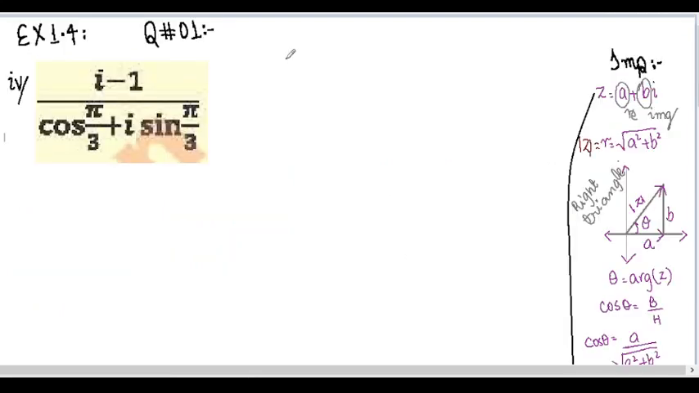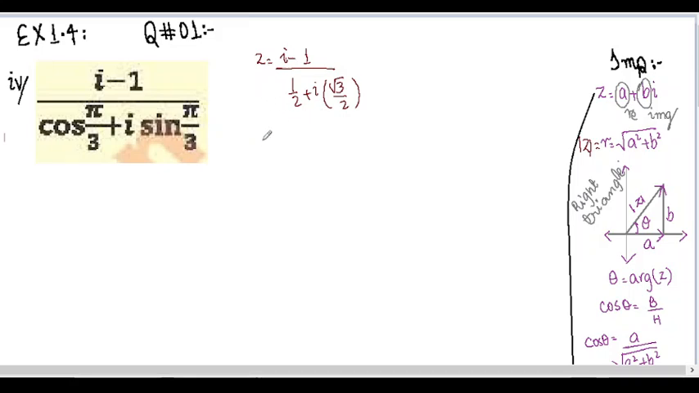Now we are going to start part number 4, which says iota minus 1 divided by cos pi by 3 plus iota sin pi by 3. So what is pi by 3? We know that it is 60, and what is cos 60? It is equal to 1 by 2, and sin 60 equals root 3 by 2. So first of all, we are going to name this whole complex number as z. So z equals iota minus 1 divided by cos pi by 3, which is 1 by 2, plus iota into square root of 3 by 2.